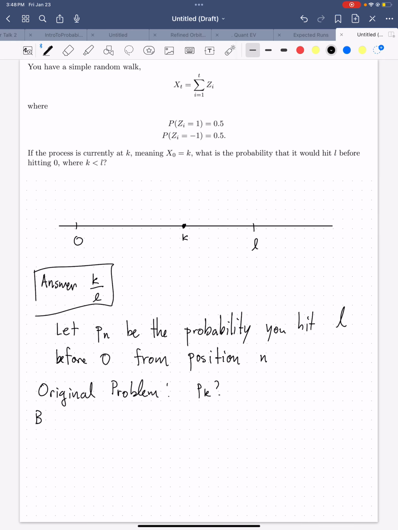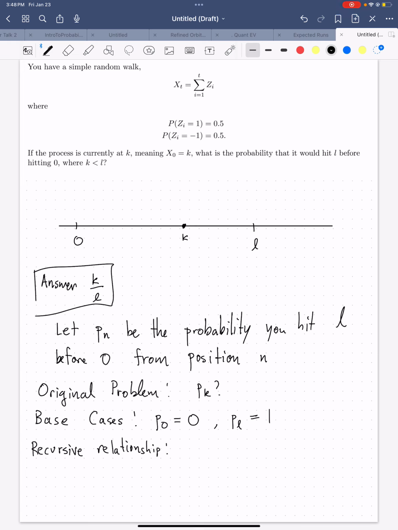And then there are what I like to call base cases. So P0, the probability you hit L before 0 if you start in position 0, is 0 because you've already lost. On the other hand, PL is 1. Okay, because if you're already at L, then you've already won. And so then you need a recursive relationship.